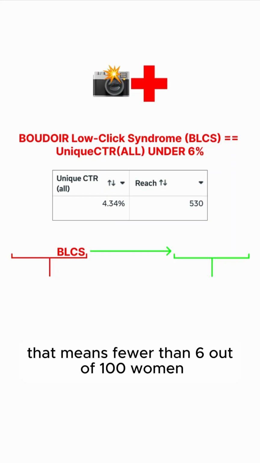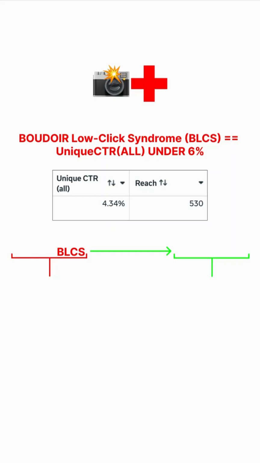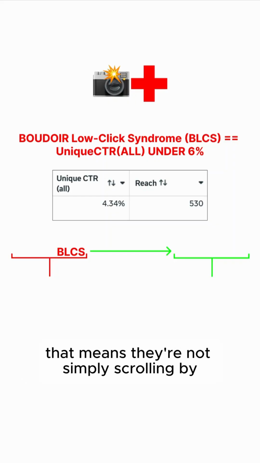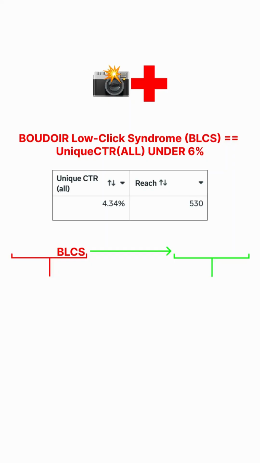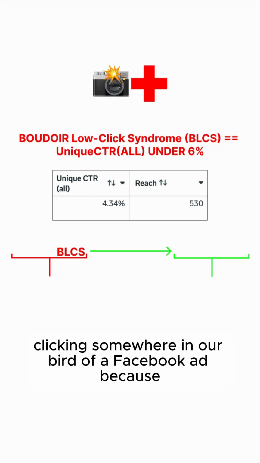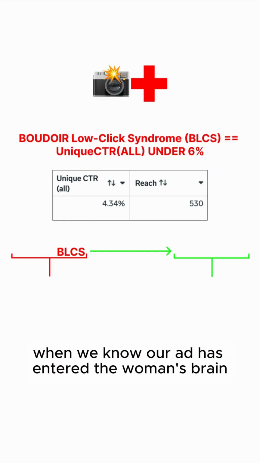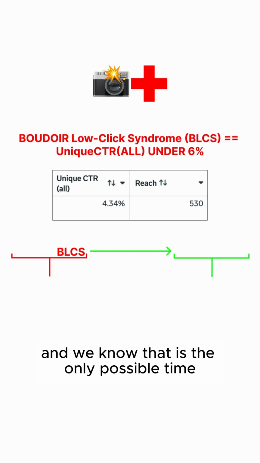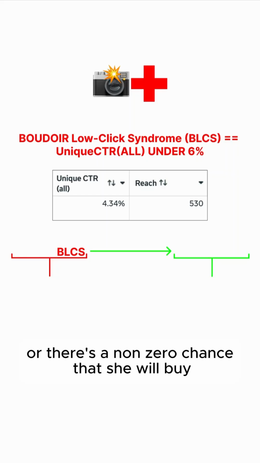That means fewer than 6 out of 100 women are clicking anywhere on our Boudoir Facebook ad. And we care about this because if they're clicking somewhere on our ad, that means they're not simply scrolling by. This is all basically the non-scroller buyers. And we want to maximize the number of women clicking somewhere on our Boudoir Facebook ad because that is when we know our ad has entered the woman's brain, and that is the only possible time she will buy, or there's a non-zero chance that she will buy.